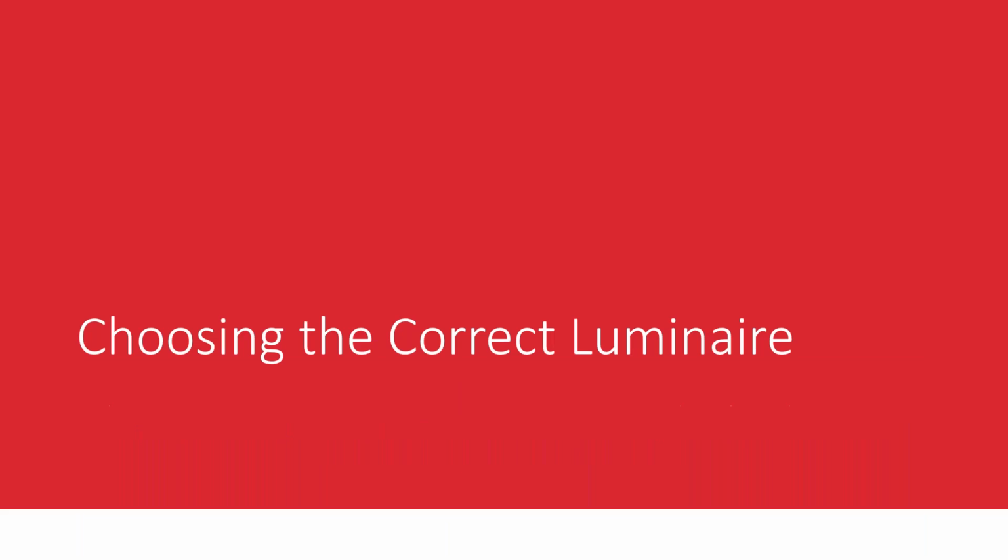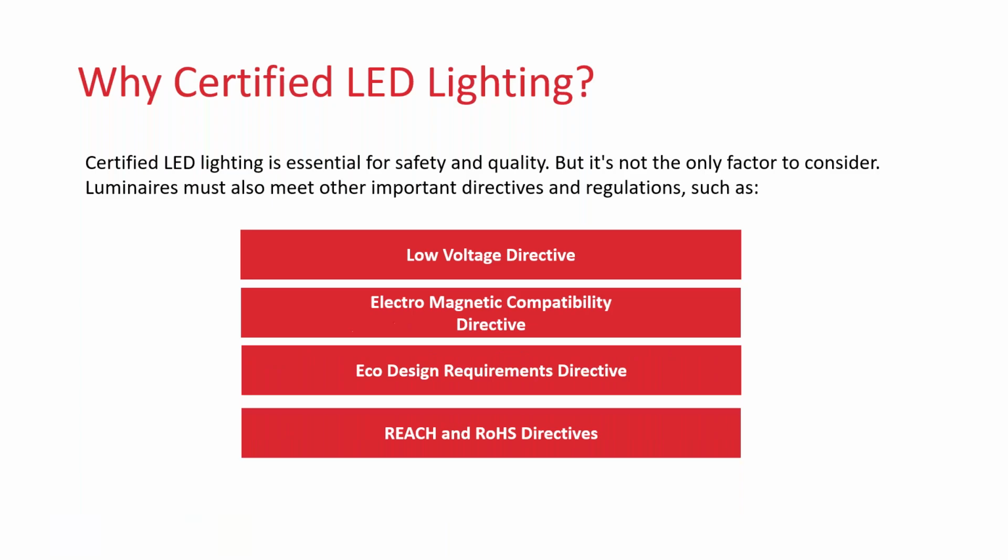So, choosing the correct luminaire. So why certified LED lighting? ATEX is not the only factor we have to consider. Certified LED lighting is essential for safety and quality, but as I said, there are other factors. Luminaires must also meet other important directives, such as the Low Voltage Directive and the Electromagnetic Compatibility Directive. Certain products will need to comply with the Ecodesign Requirements Directive, and then additionally there are the REACH and RoHS directives for the reduction of hazardous substances used in the manufacturing process.